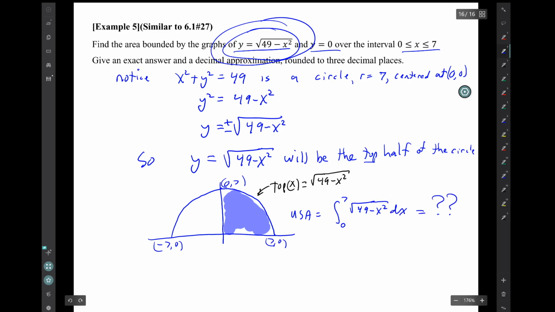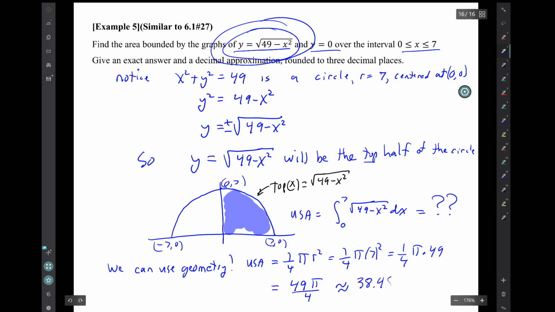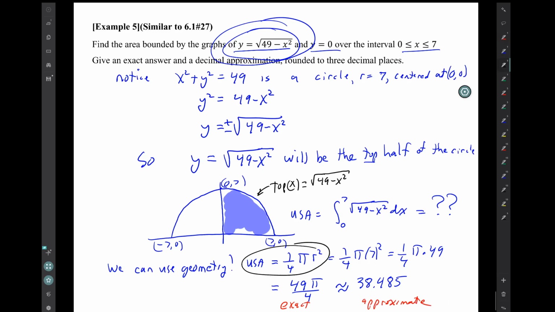We don't have techniques for finding that definite integral. But wait a minute, we can just use geometry. Using geometry, we see that the area is a quarter circle, and we have the radius, so it's just simply 1/4 times pi times 7 squared. So we get this exact answer, which is 49 pi over 4. That's the only way to write the answer exactly.